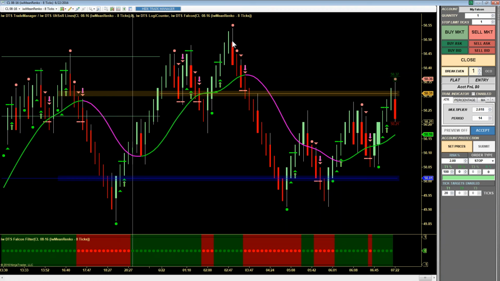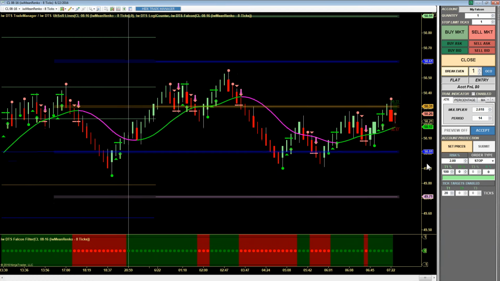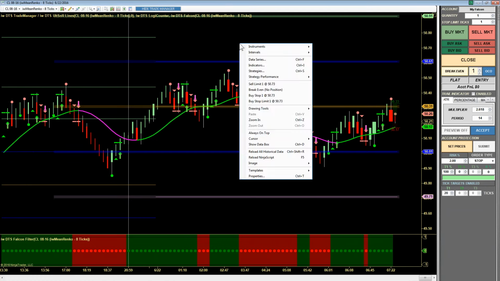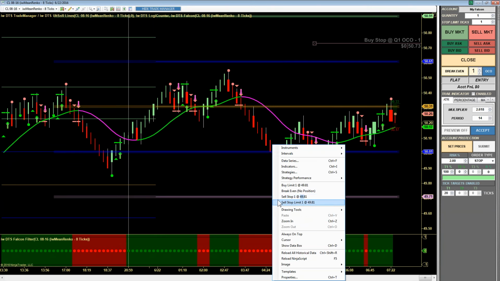When we have a market that seems to have established a range, we can bracket this range and just let the market itself tell us which way it wants to go. Well, for that we have this nifty little OCO function. And with the OCO function, I simply right-click on the chart, enter my buy and sell orders.